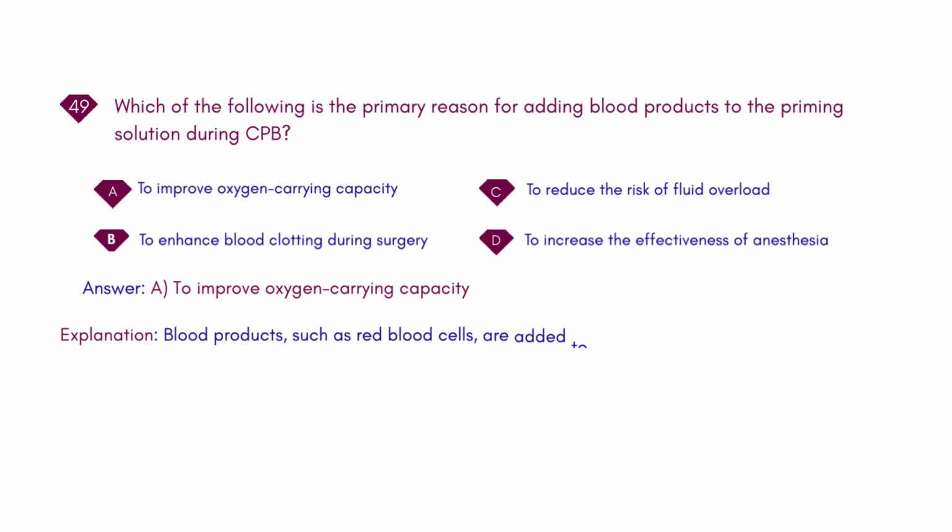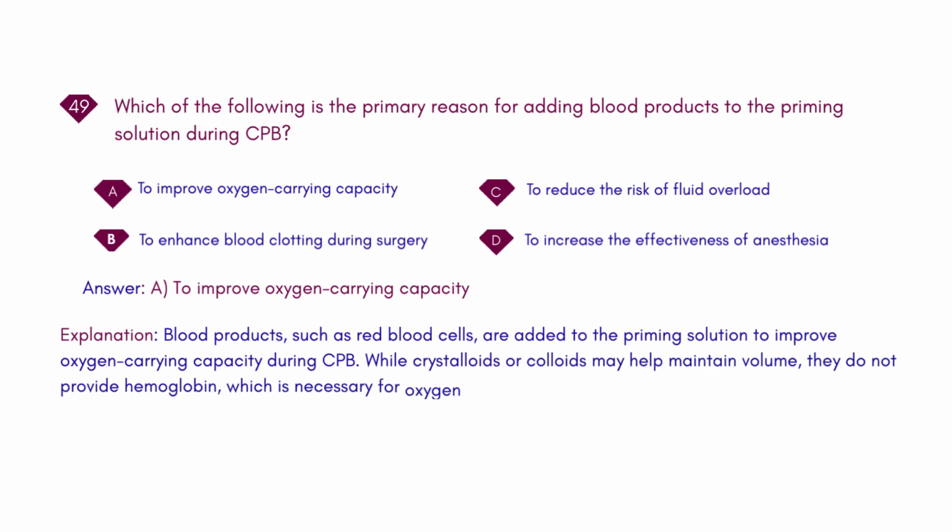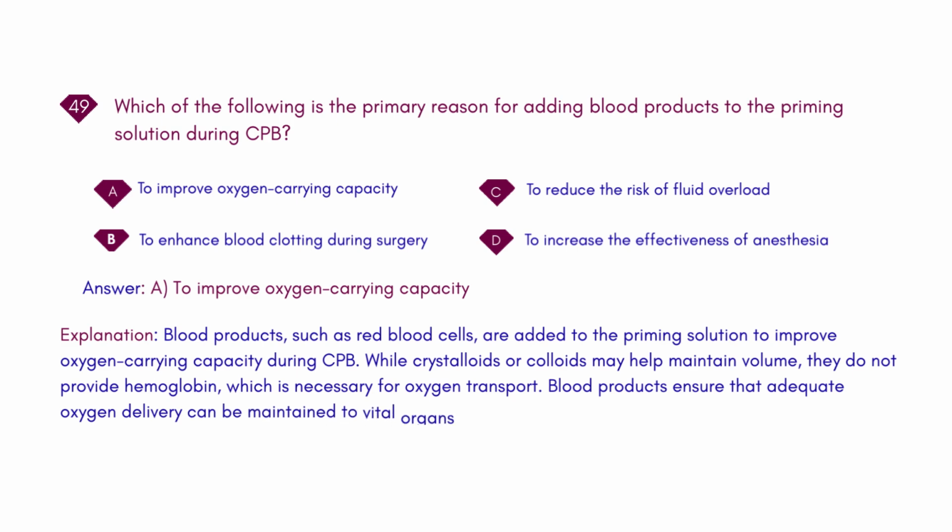Explanation: Blood products, such as red blood cells, are added to the priming solution to improve oxygen carrying capacity during CPB. While crystalloids or colloids may help maintain volume, they do not provide hemoglobin, which is necessary for oxygen transport. Blood products ensure that adequate oxygen delivery can be maintained to vital organs throughout the bypass procedure.